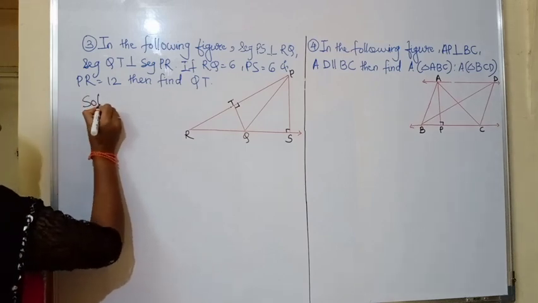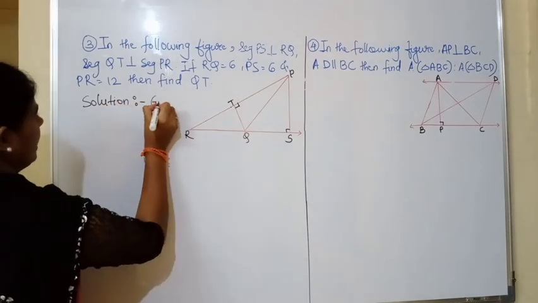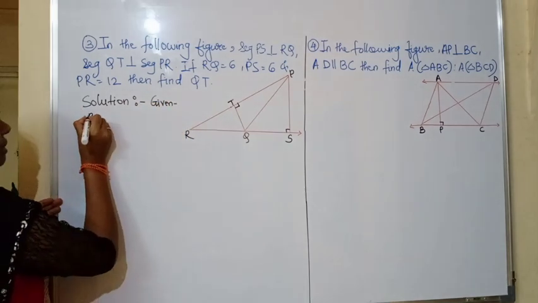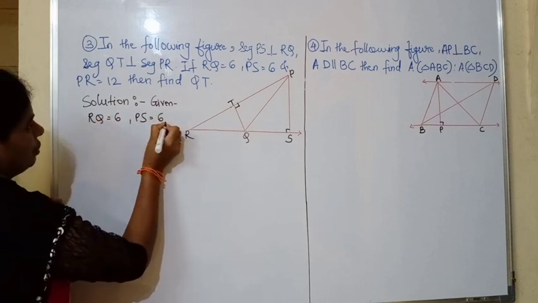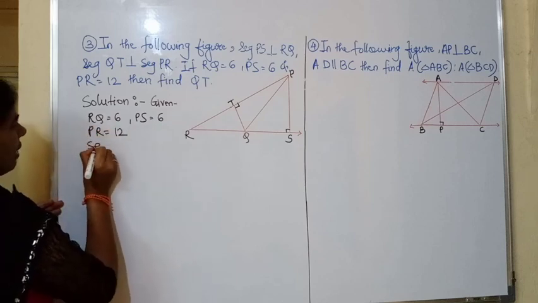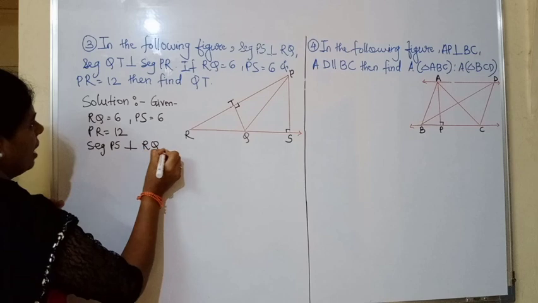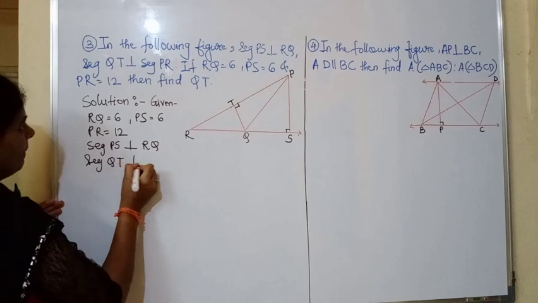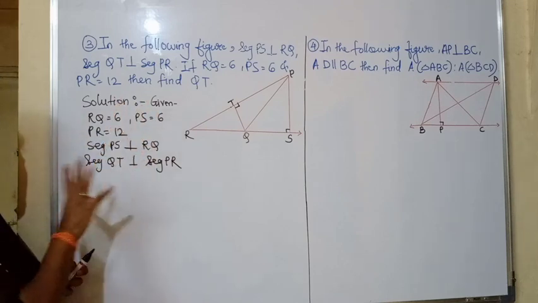Solution, first we'll write it. Now what is given, that we'll write first of all. Always keep in mind. What is given now? The measurement is given: RQ equal to 6, then PS is equal to 6, PR equal to 12. Also one more thing they have given: seg PS is perpendicular to seg RQ, and seg QT is perpendicular on seg PR. So we have written all the given things.